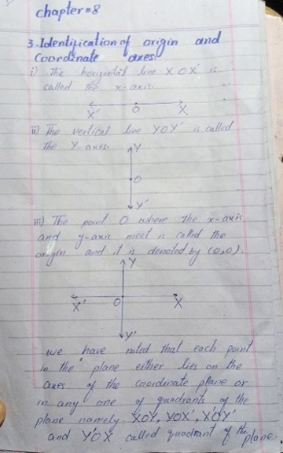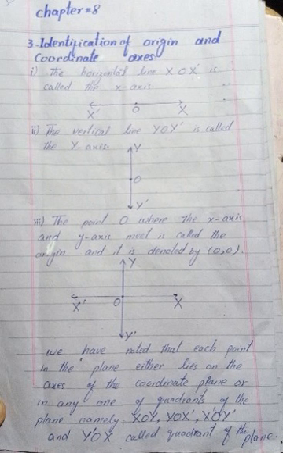When these two lines meet, mutually perpendicular to each other, then these lines make four quadrants, and the point where these two lines meet each other is known as the origin.